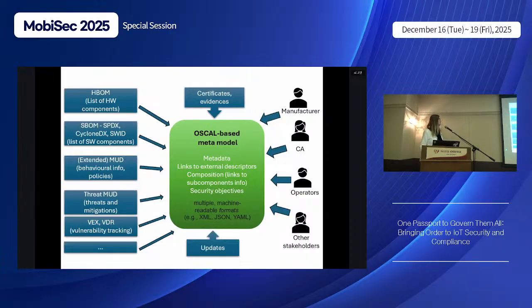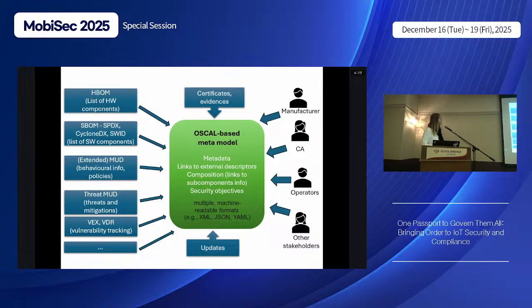So for example, the list of hardware components, the HBOM, the list of software components, the SBOM, the behavioral information in terms of network, which is the Manufacturer Usage Description, threats and mitigation in terms of threat modeling, vulnerability tracking, for example, using VEX or VDR, certificates, evidence, requirements, updates, all the information in a single place.